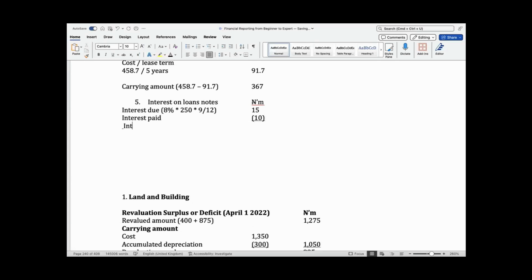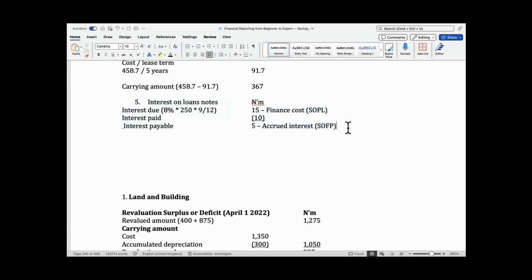It is 5. You see, this 15 goes as finance costs in my statement of profit or loss. This 5 goes as accrued interest in my statement of financial position. I'll put it under current liabilities. You have to be an expert in treating this, because you always find it in the exam.